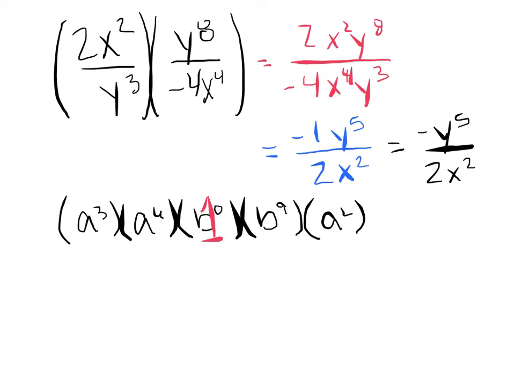So let's look at the a's. a cubed, a to the 6th, and a squared. Since those are all multiplied together, we add the exponents. 3 plus 6 plus 2, so a to the 11th. Now, one of the b's went away, so we just have b to the 9th. There are no negative exponents. Everything's been simplified, so our final answer is a to the 11th, b to the 9th.